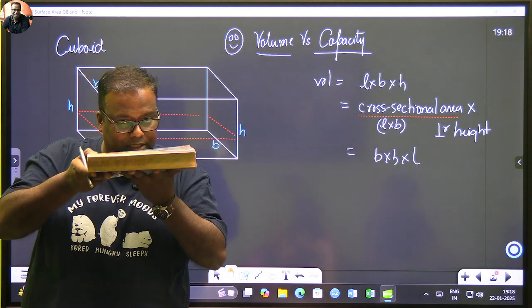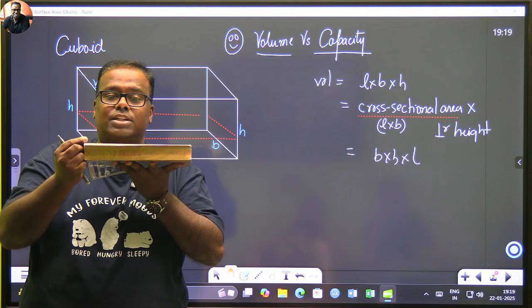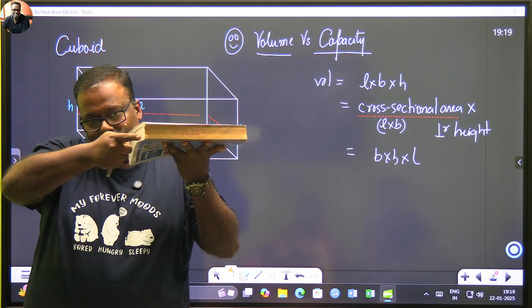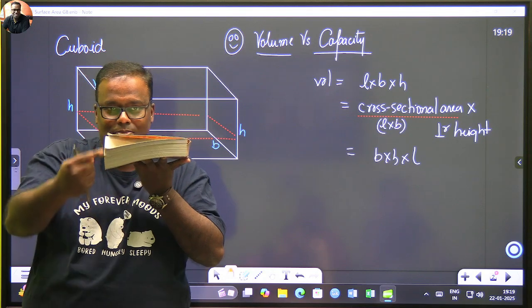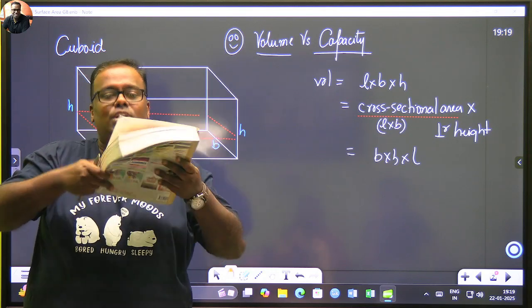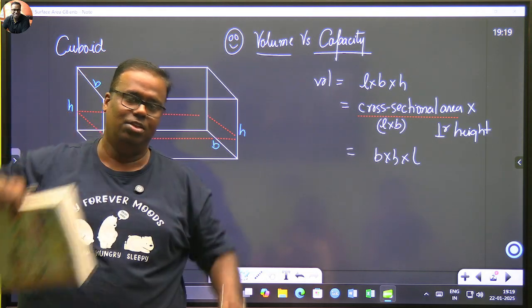If you view it like this, then what is the cross-sectional area now? Length into height. What is the perpendicular length now? The width, the breadth. If you view it in this manner, then this is multiplied by this.